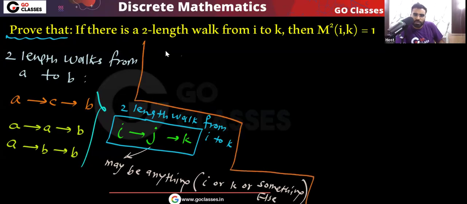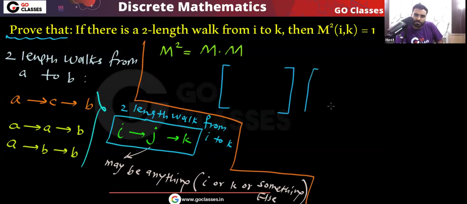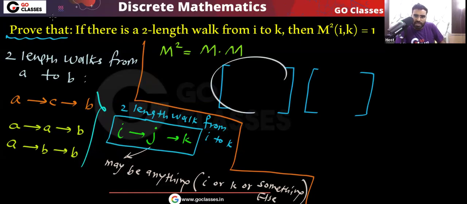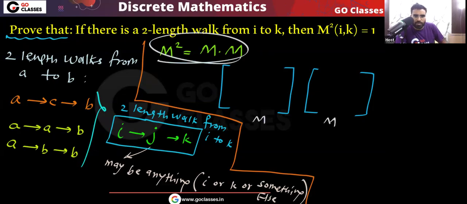How to find M power 2? What is M power 2? That is M into M, M multiplied by M. Now you notice, there is already a walk from I to K of length 2. This is given to us, and it will be captured by M. Do you agree with me? M power 2 means M into M.